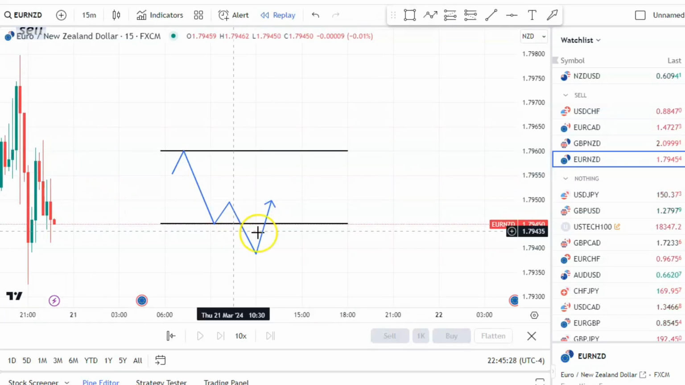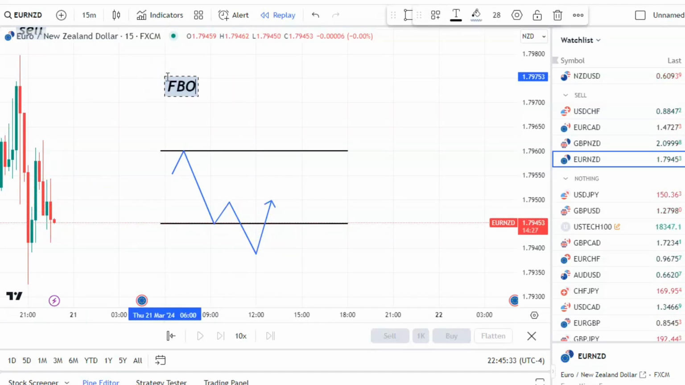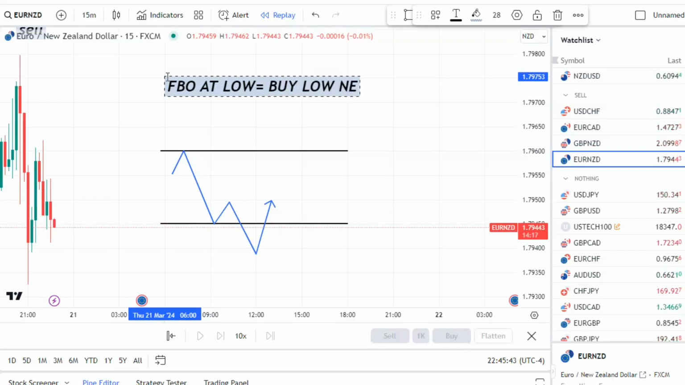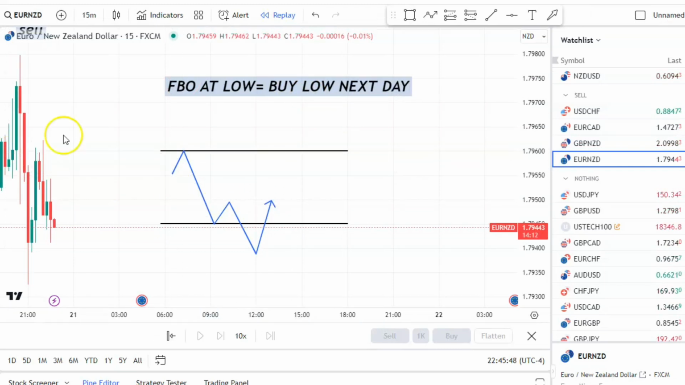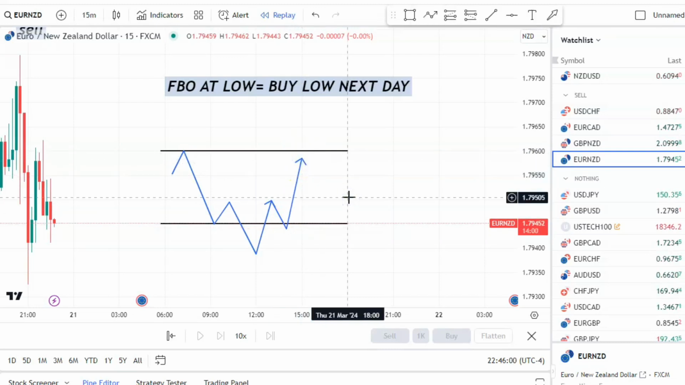So this is what we call a failed breakout. So failed breakout at low of week is a signal to buy low next day. So on Wednesday, we would be looking for an opportunity in whatever session you trade to trade from the low of the day back to the high of the day, high of the week, depending on the setup.